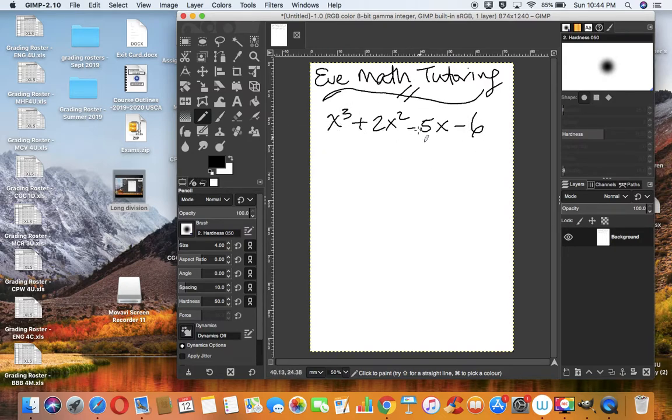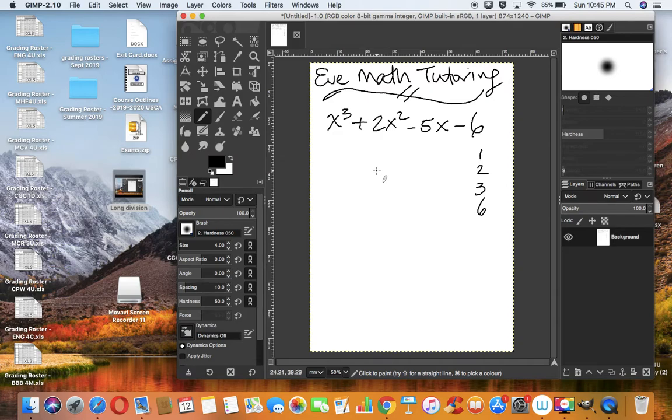So what you have to do is, you don't know what you're supposed to divide by, so you have to look at the last number and think of numbers that go into this number. So the numbers 1, 2, 3, and 6, and all of them could be positive or negative. And then you start substituting those numbers into the equation and seeing which one will give you 0.